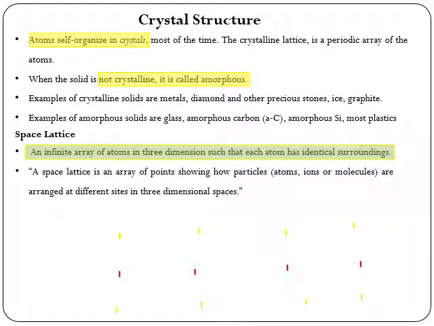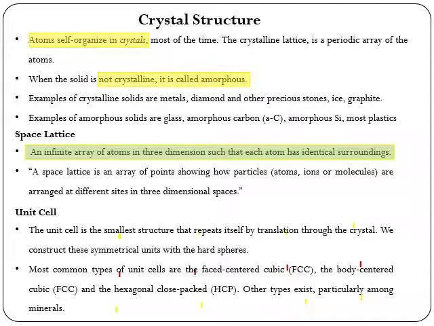If you take any one object here, you can clearly see there is a proper, identical surrounding. If you take this, this, this, and this.